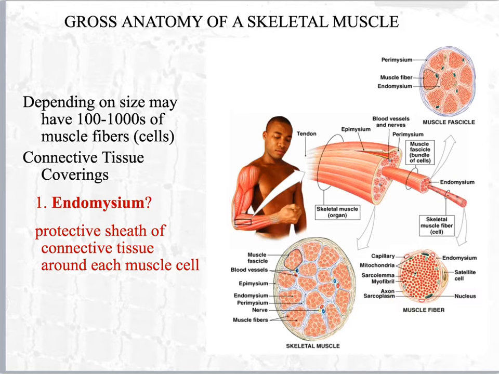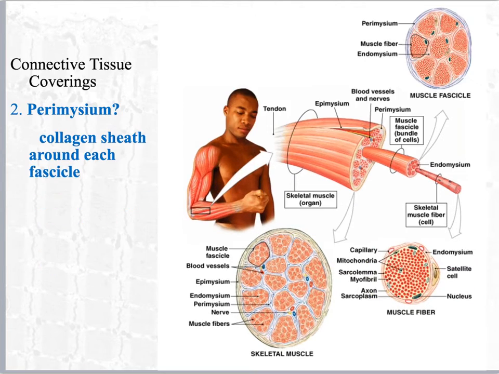And it's endomysium. So it's inside, right? It's surrounding each muscle cell around the sarcolemma inside of these different bundles. So those cells are then bundled together into a fascicle, which is a bundle of muscle cells.